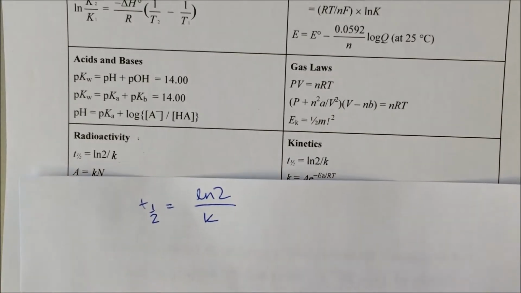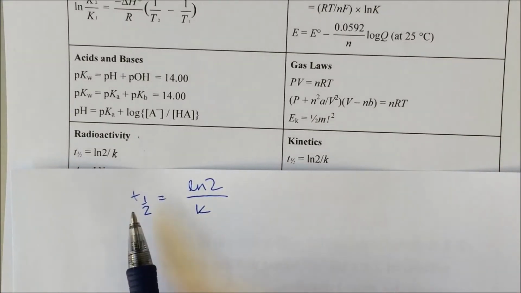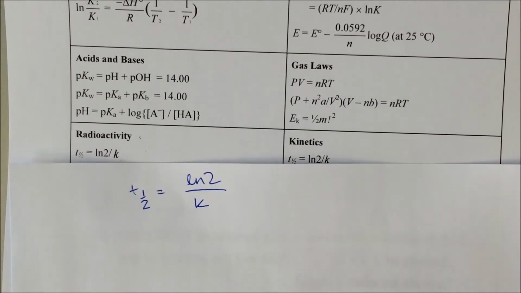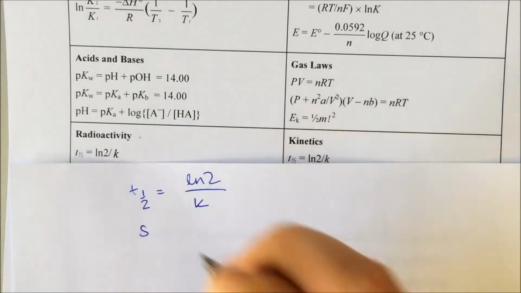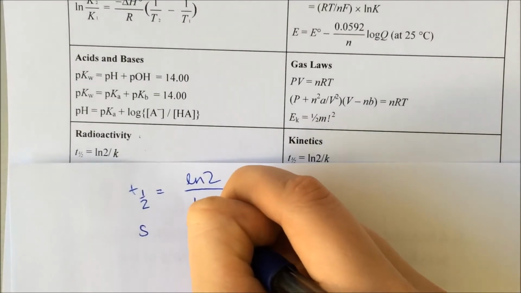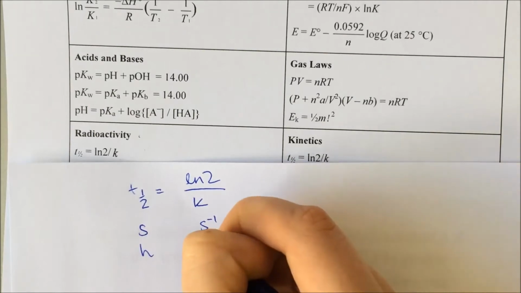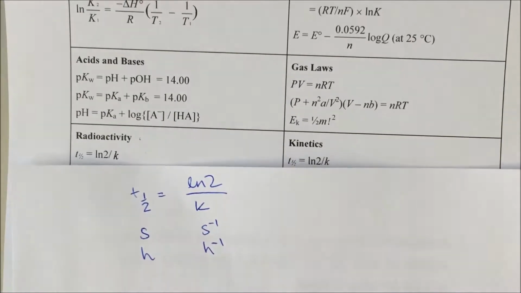Now it's important to remember that units must match. The units of half-life must be the inverse of the units of the radioactive decay constant. So if the units of the half-life are in seconds, the decay constant must be in inverse seconds. If the units of the half-life are in hours, the decay constant has to be in inverse hours. So let's have a look now at question 1 on the sheet.